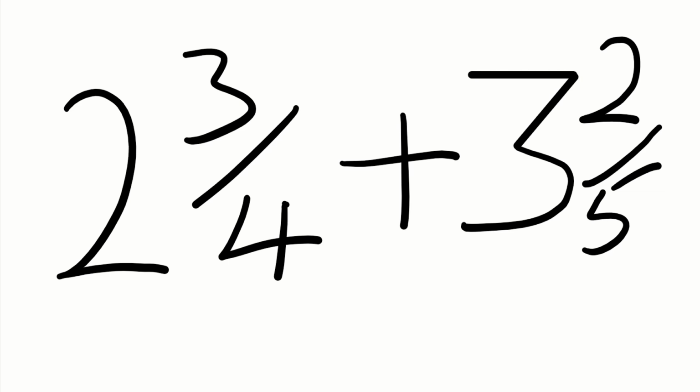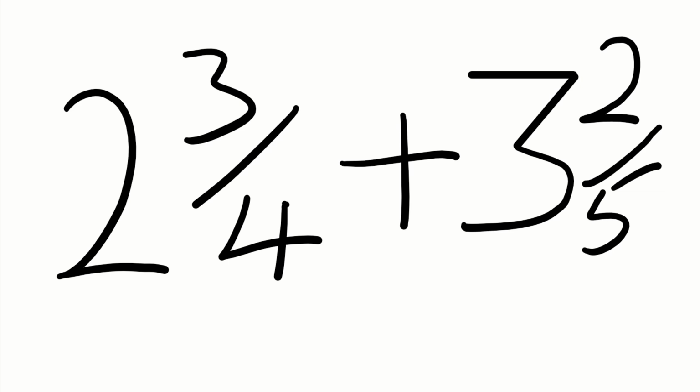So what we have here is a mixed fraction. It's a mixed fraction in the sense that we have a whole number and a fractional part. So this fractional part, we have 3/4, right? Plus a whole number and the fractional part 2/5, right? So in this case, we call this a mixed fraction, right?